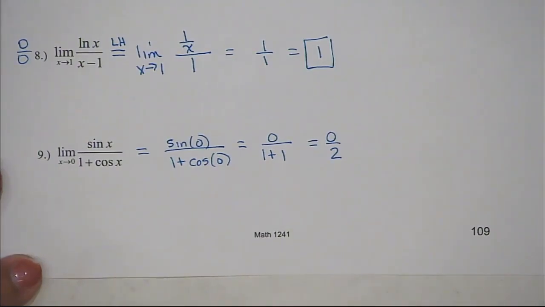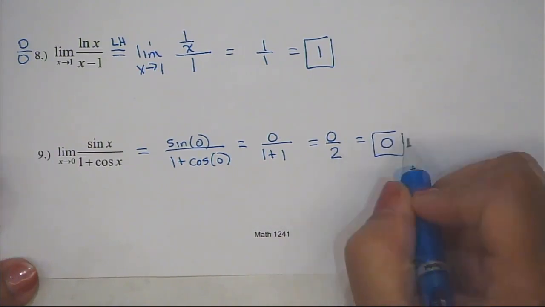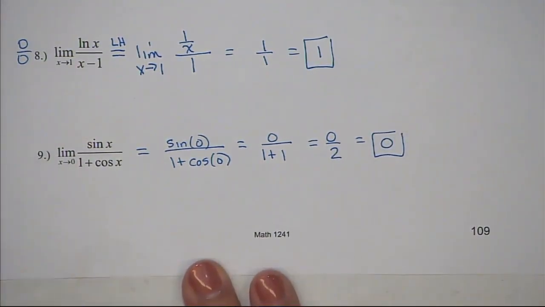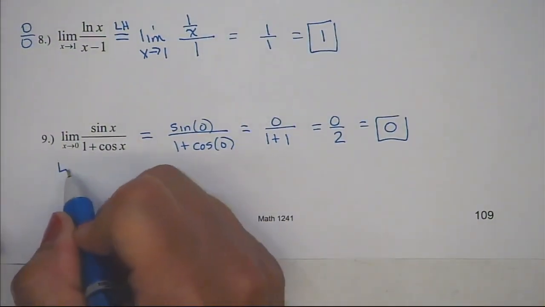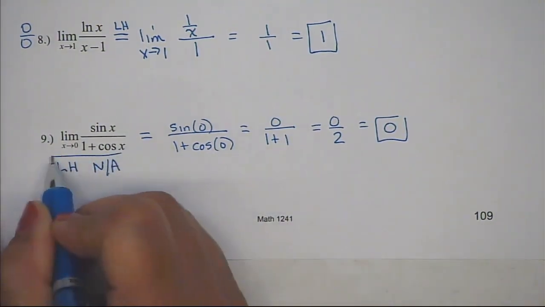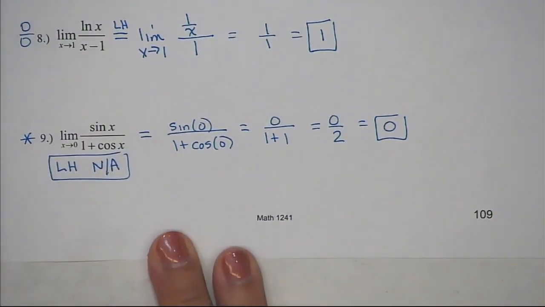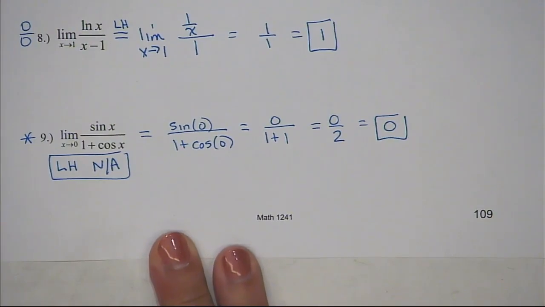So that's just a direct substitution problem. 0 over 2 is 0. That's your limit. So there is no L'Hopital's rule. I can't do a derivative. I would get the wrong answer if I tried to do L'Hopital's rule on that problem. So over here, I'm going to write L'Hopital's rule is not applicable. Okay. That one was special because I didn't get 0 over 0 or infinity over infinity. So you have to check these.